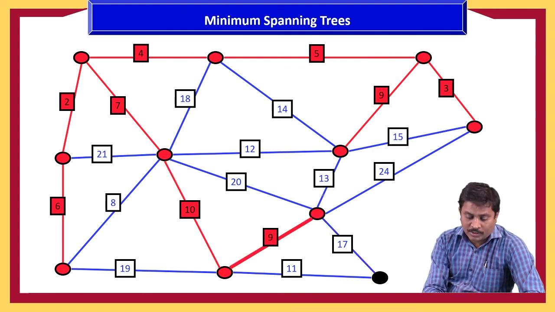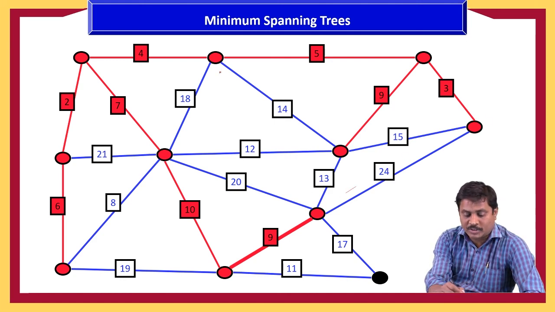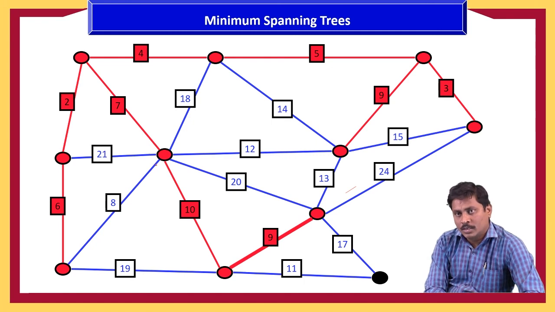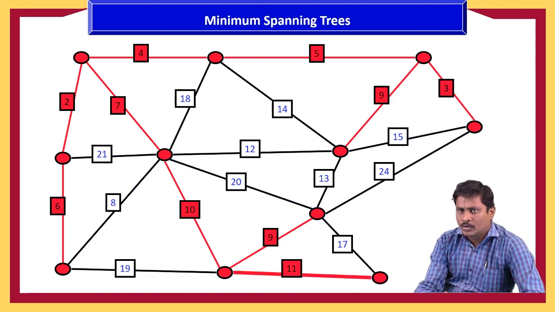So now here it forms a loop, it also forms a loop. This edge also forms a loop, this edge also forms a loop. Remaining only 2 are there, 11 and 17. Among these, the minimum value is 11, we choose that one. Now observe that from the remaining edges, if we choose any edge, it forms a loop. So we won't choose those edges.